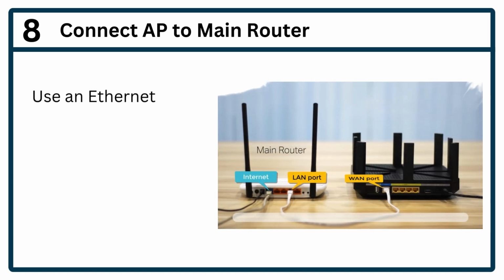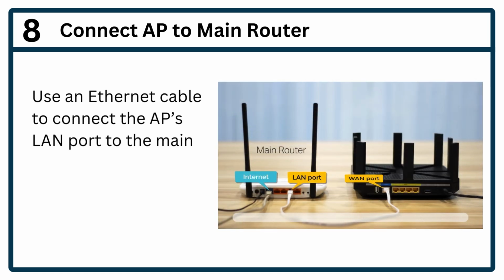8. Connect AP to main router. Use an Ethernet cable to connect the AP's LAN port to the main router's LAN port, not WAN.